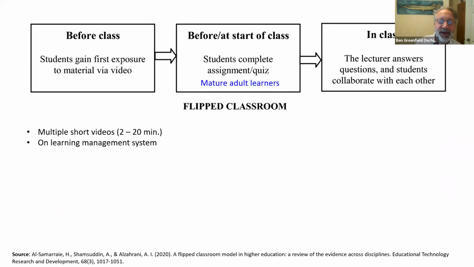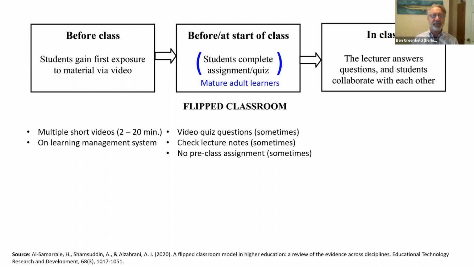In terms of the pre-class assessment, this is where I deviate, given that I have mature adult learners. I don't emphasize that as much. So you could say that maybe my flipped teaching doesn't follow the strict flipped instruction model. Sometimes I'll have a few video quiz questions. Sometimes I will just check the students' lecture notes to make sure that they took notes on the whole video. And sometimes I won't have a pre-class assignment.